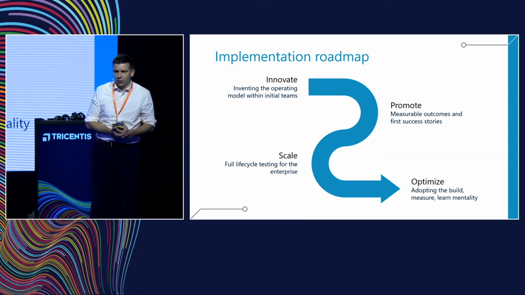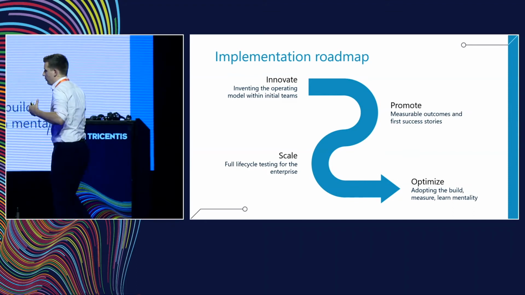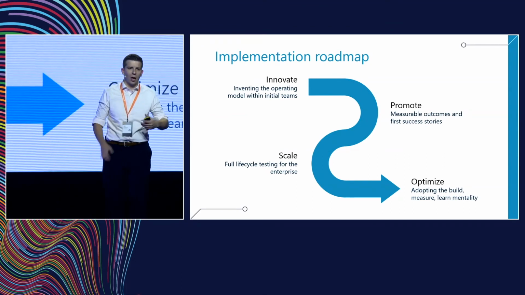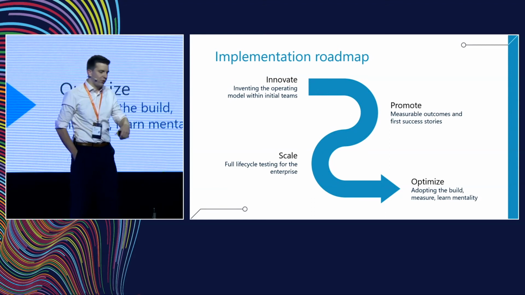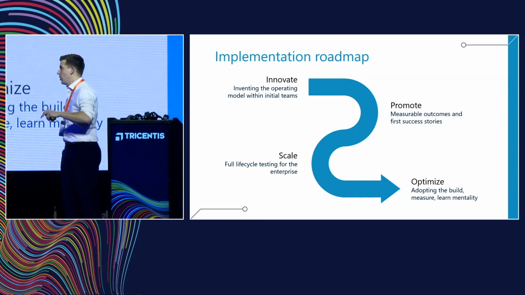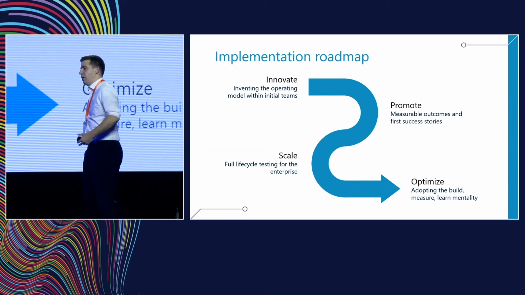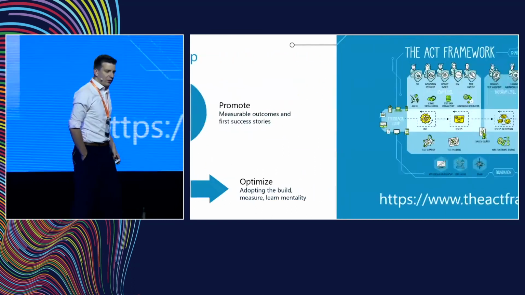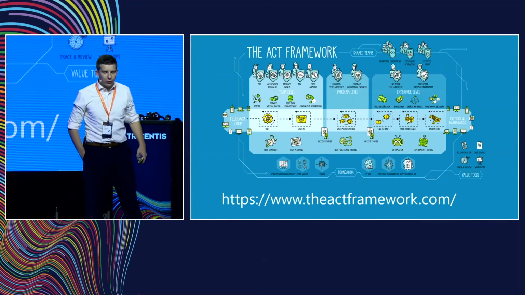In the scale phase, this is also where you're going to look at certain things like shifting left your testing capabilities, where you're going to think about, okay, how can we make sure we test more in the unit and system tests, where we're using service virtualization. And at the end, we want to make sure we optimize the whole thing by building that build, measure, learn methodology. Now, that combined, that brings us to the ACT framework.